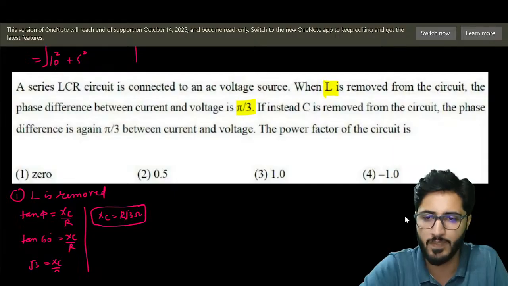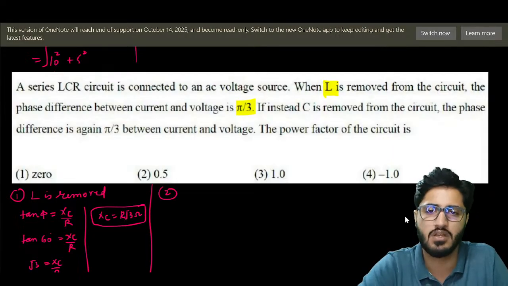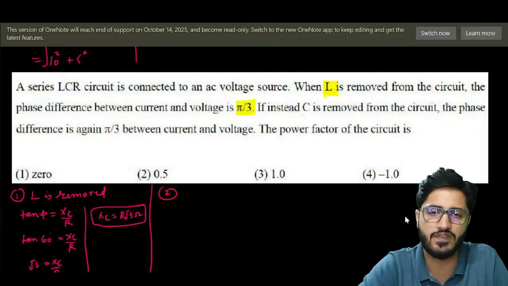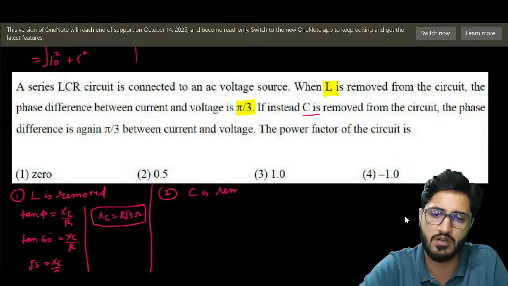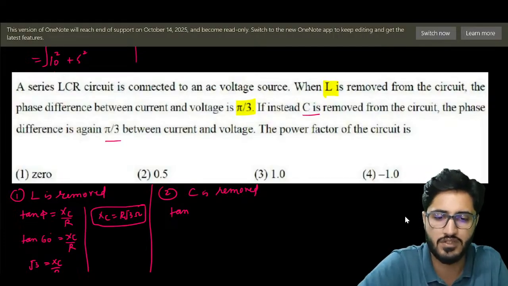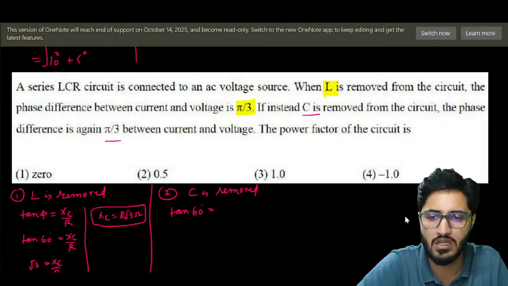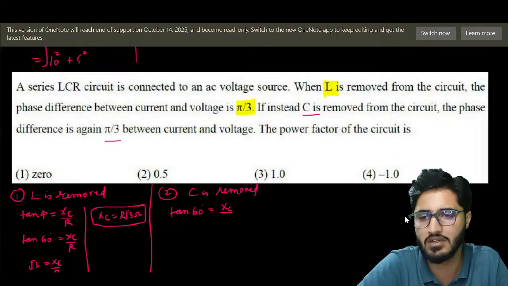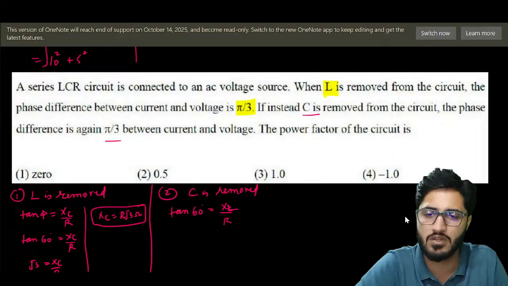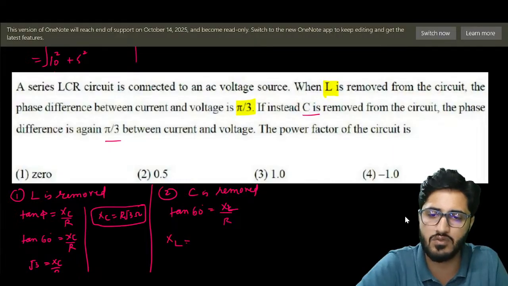Second condition: instead, C is removed. So I can write tan phi, which is pi by 3, right? Pi by 3 means 60 degree. It is XL divided by R, since L remains when C is removed. So XL equals root 3 times R.